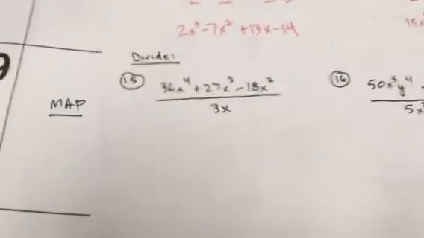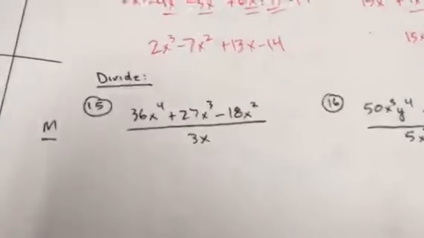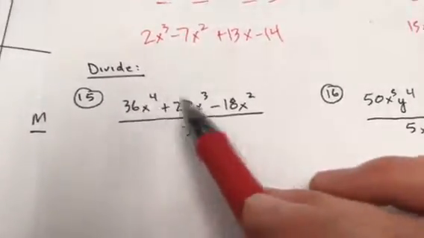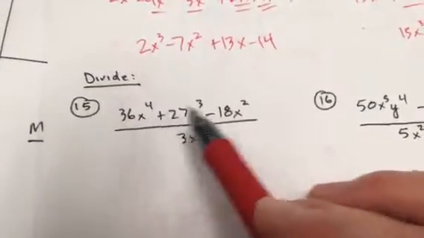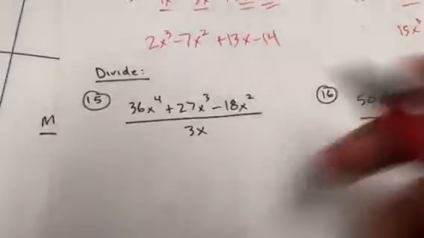All right. On your quiz, you won't have as many of those, but these are all just good practice. You will have 2 on your quiz, like 15 and 16. Everything is divisible by 3, and from all of these terms, you can take an x away. So that's what we're doing.